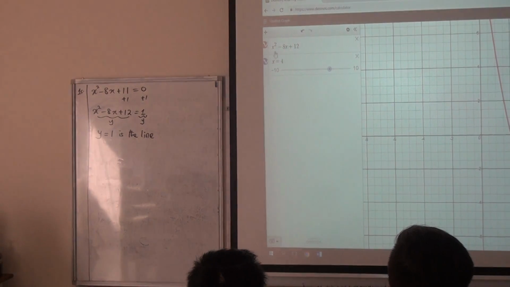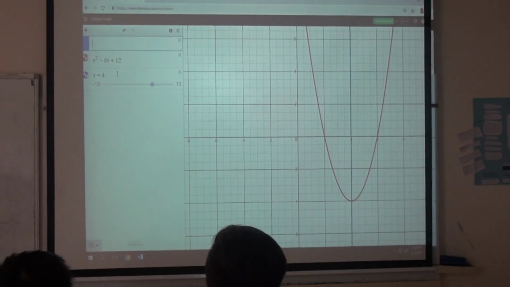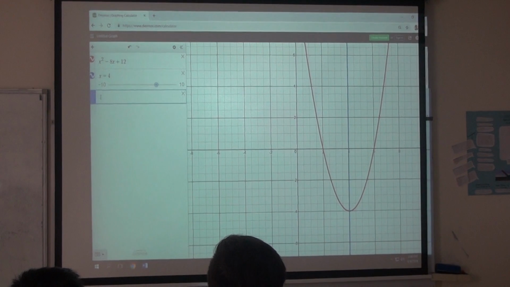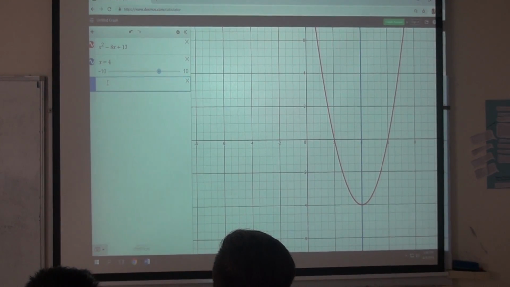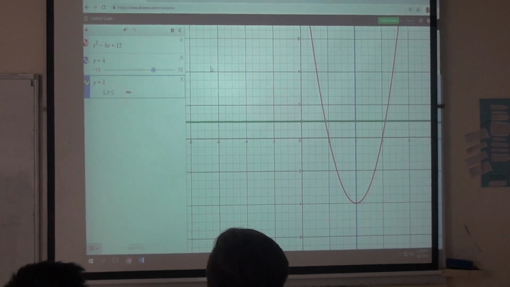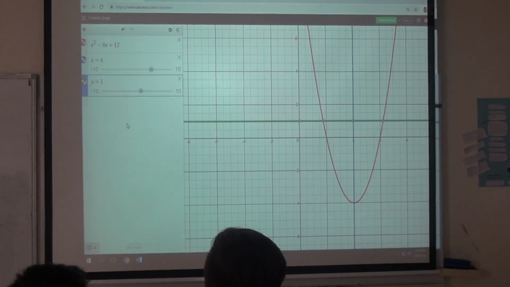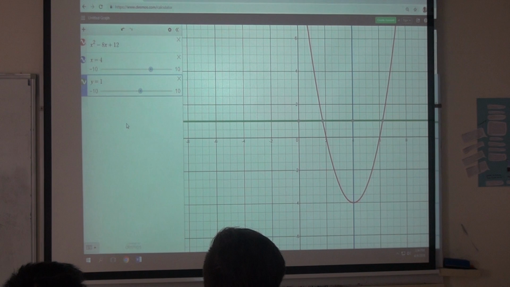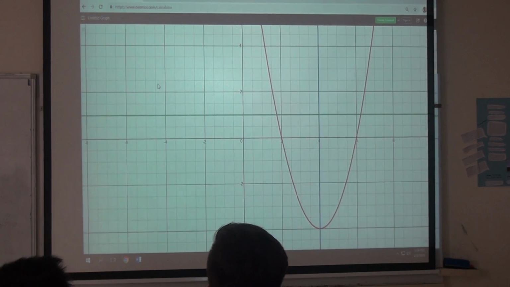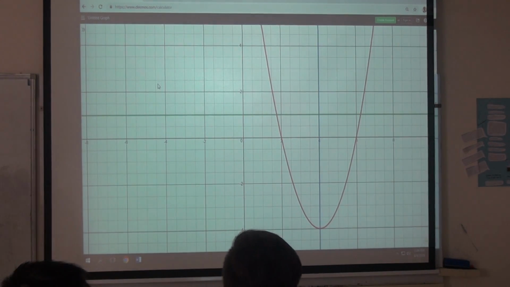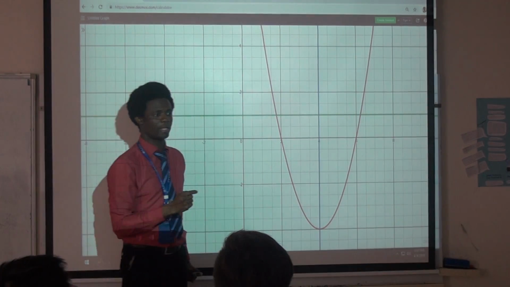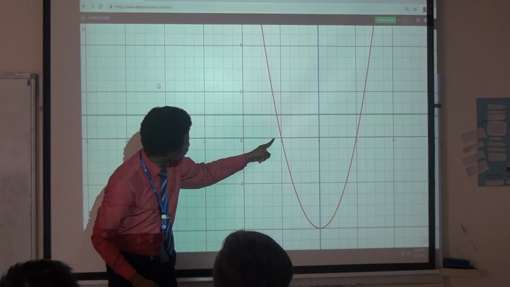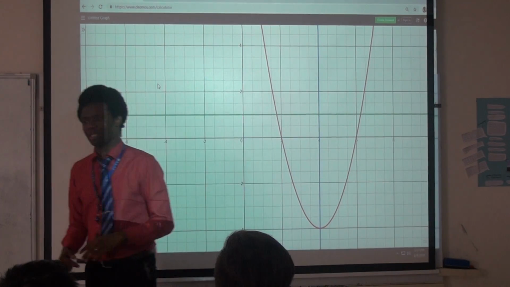Then we can see. I don't know why the color didn't change. So y equals 1. Okay, the color changed. Hallelujah. So that's y is equal to 1. Let's see where they meet with the curve. Where does it meet with the curve? Here and here. Okay? So you trace that down to get the x values. So let's trace it down.